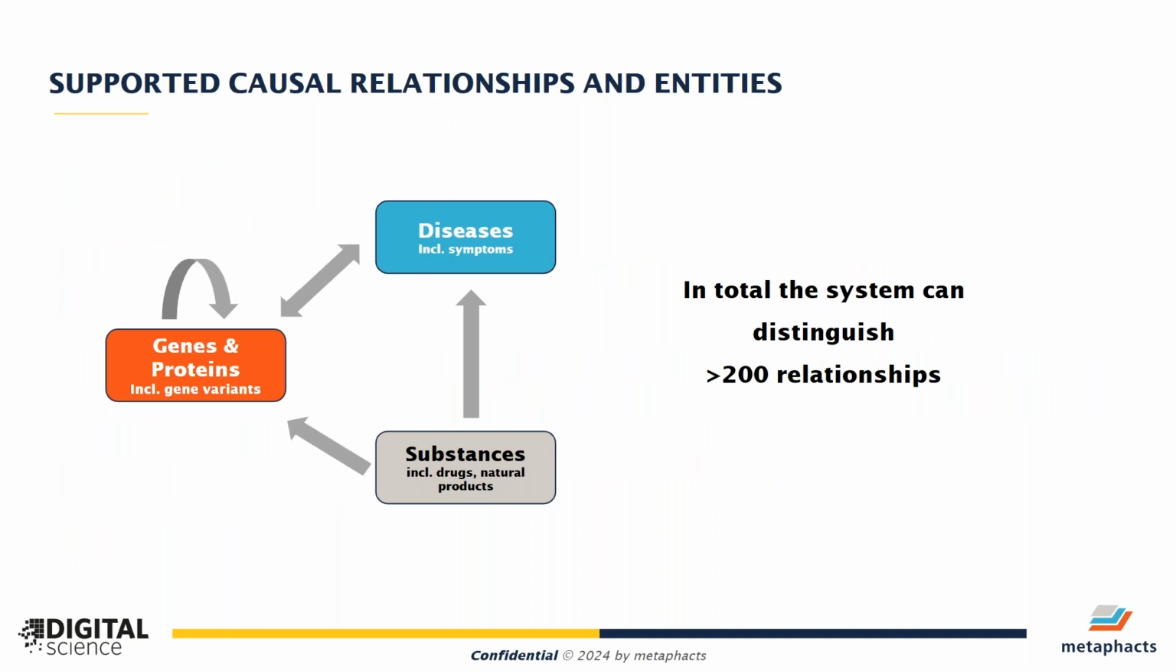I say distinguish and not understand, because the language model doesn't really understand anything, but it can distinguish different relationships, and we have taught it with the help also of specialists and experts who have created training data sets, so that the system can distinguish more than 200 relationships between the entities, genes and proteins, diseases and substances, and also including protein-protein interactions. I will give you now an overview which type of relationships we have, and then we start with a demo, how this can be used.